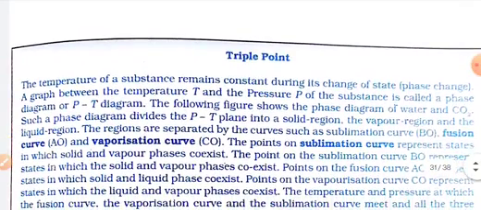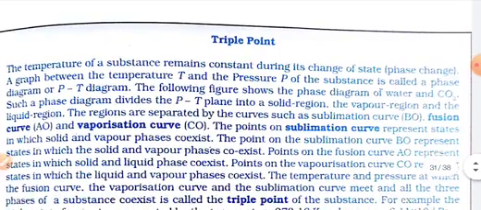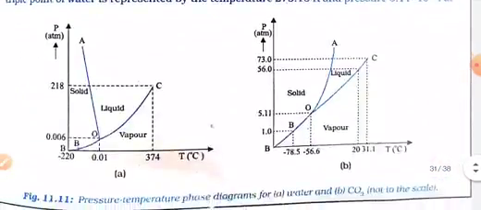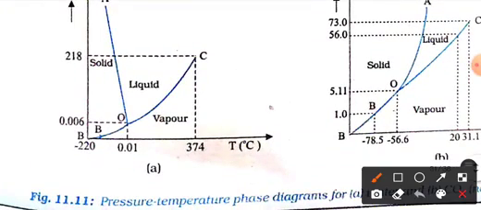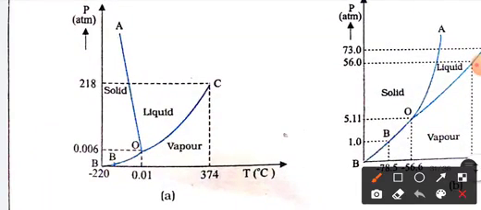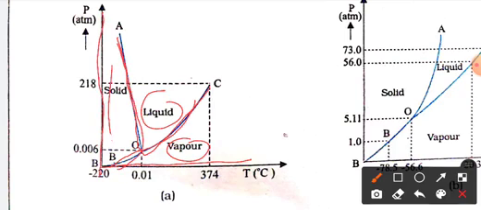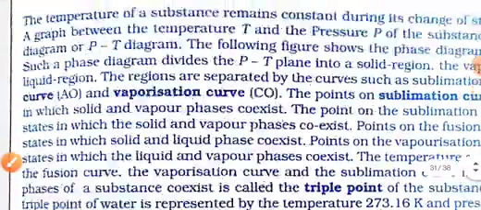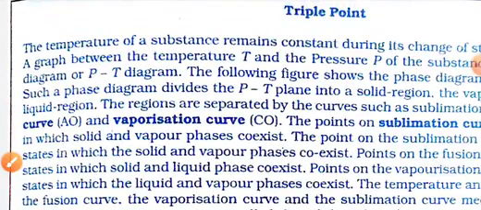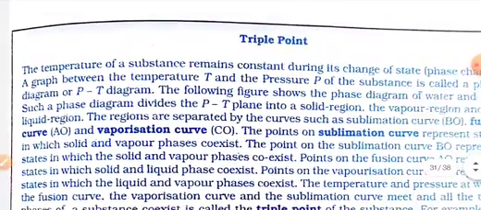Such a phase diagram divides the PT plane into a solid region, a vapor region and a liquid region. In this, three regions are divided. The region between these two lines is the liquid, the region between this and the x-axis is vapor, and the region between this line and the y-axis is solid. Three regions are divided in this graph. So the regions are separated by the curves.